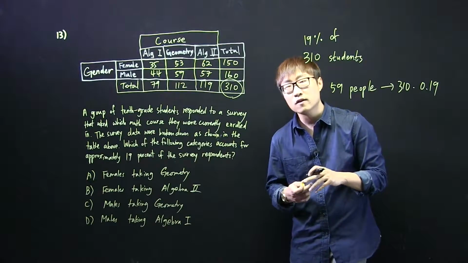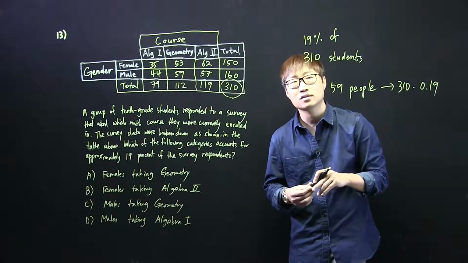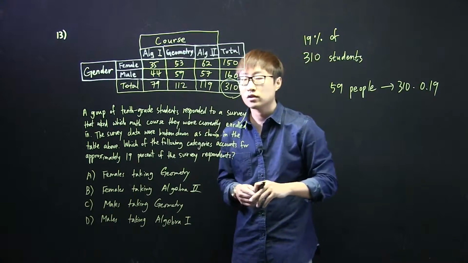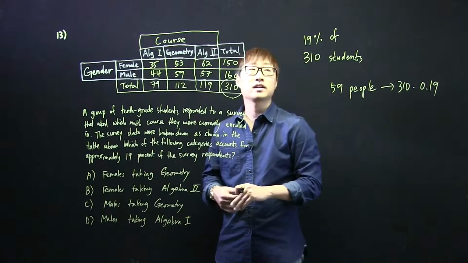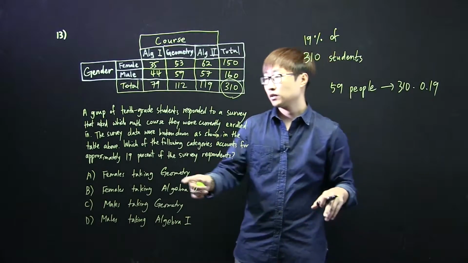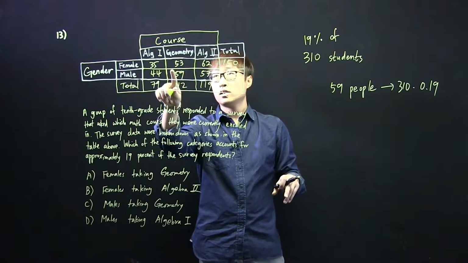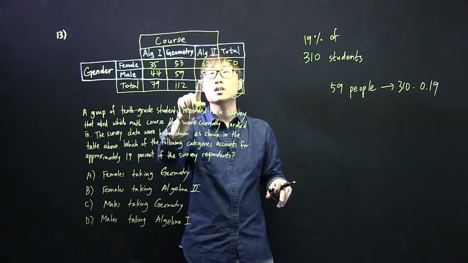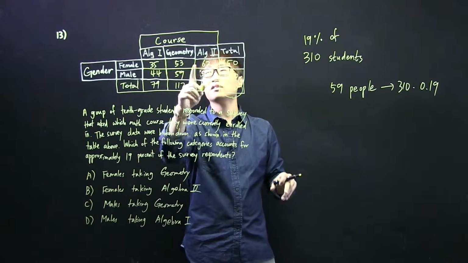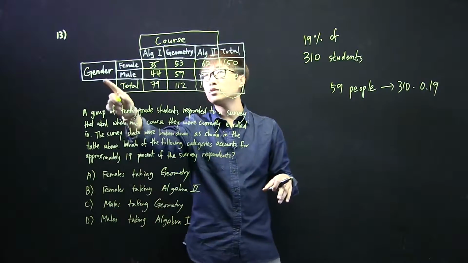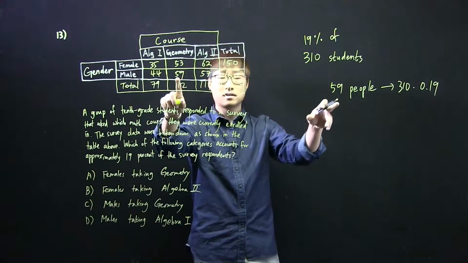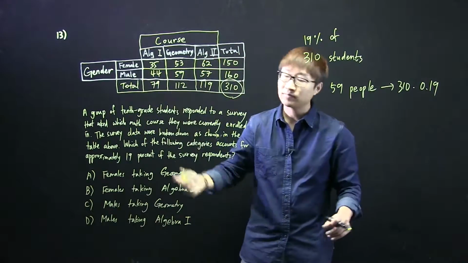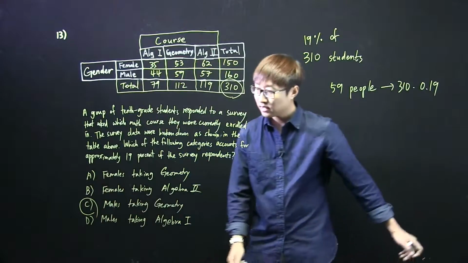So in the table, we're looking for a number that is pretty close to 59 people, because 59 is 19% of 310 total survey respondents. So let's go through it and look for 59 people. Females taking geometry, 53, not quite. Females taking algebra 2, 62, not quite. Males taking geometry, oh, 59, I like that. Males taking algebra 1, 44, not quite, so probably my answer choice, C, right?